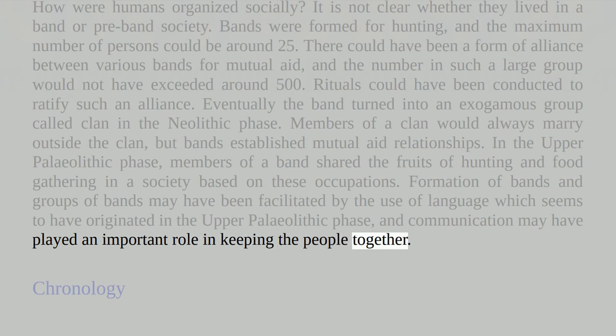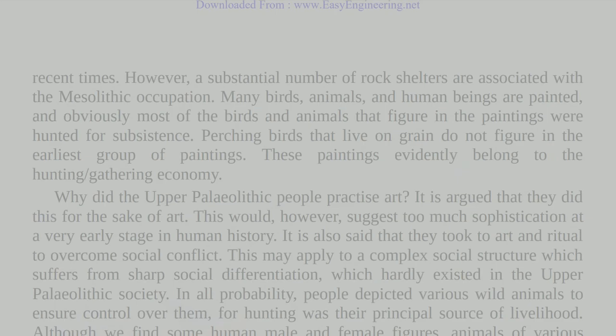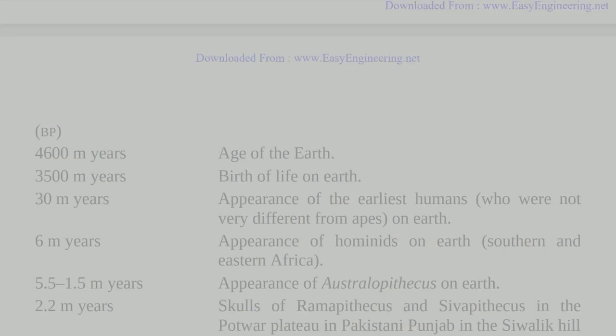Chronology. BP: 4600 m years, age of the earth. 3500 m years, birth of life on earth. 30 m years, appearance of the earliest humans, who were not very different from apes, on earth. 6 m years, appearance of hominids on earth, southern and eastern Africa. 5.5-1.5 m years, appearance of Australopithecus on earth. 2.2 m years, skulls of Ramapithecus and Sivapithecus in the Potwar Plateau in Pakistani Punjab in the Siwalik Hills area.